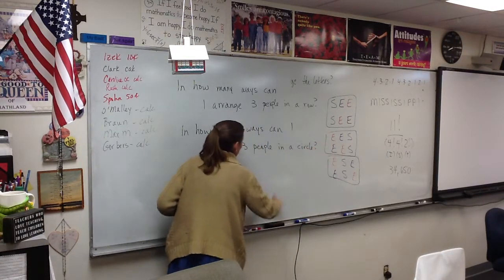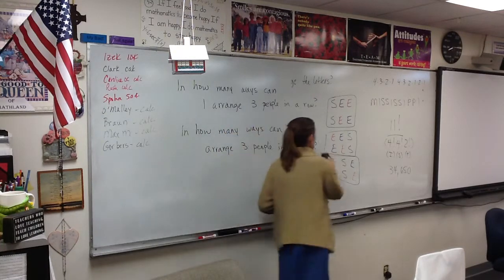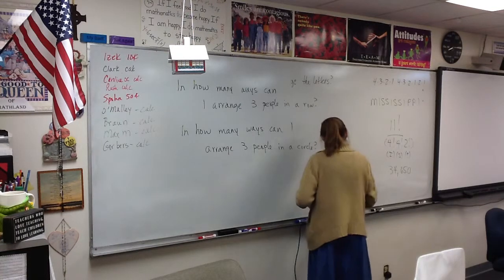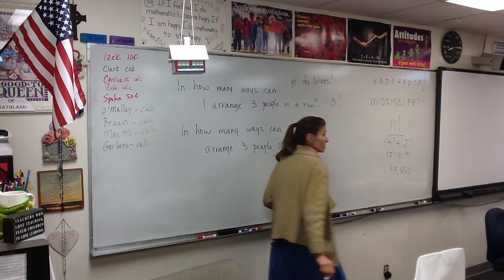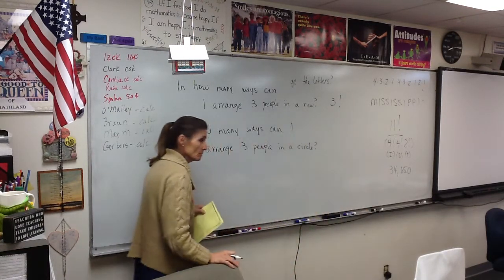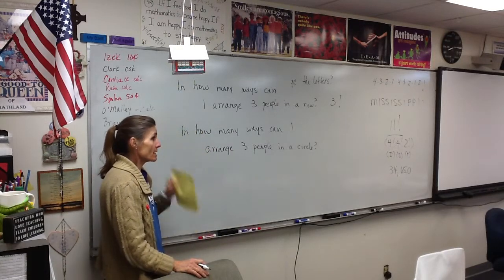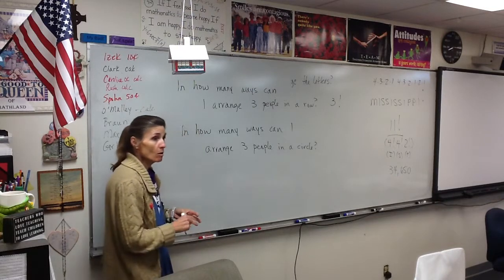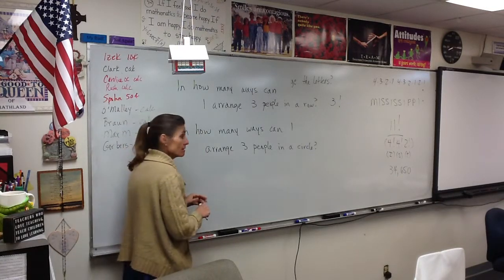Now, we've talked about the row. In fact, we generalized it. N things in a row is n factorial. So if you are going to see 3 people in a row, the answer is 3 factorial, 6. Does that change when you put them in a circle? Well, I don't know. Let's draw a picture of it and see.